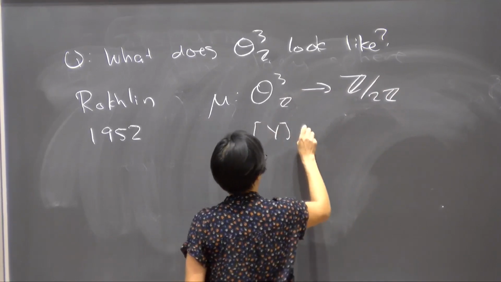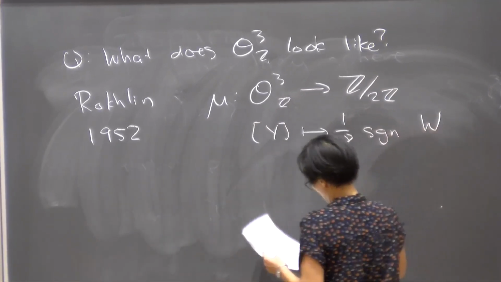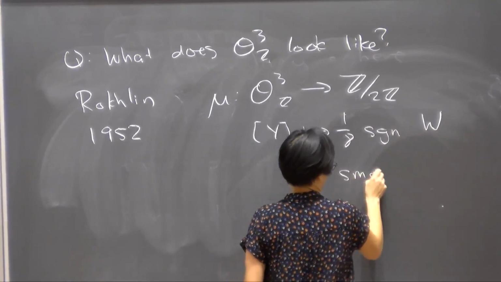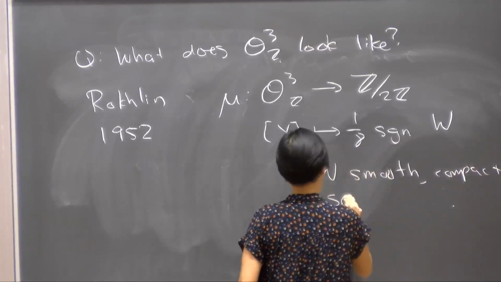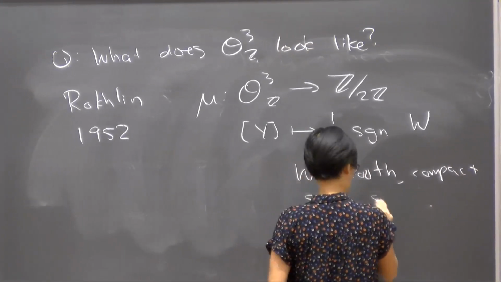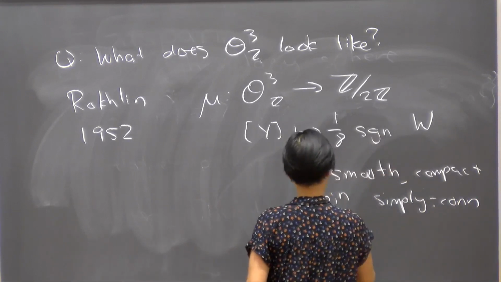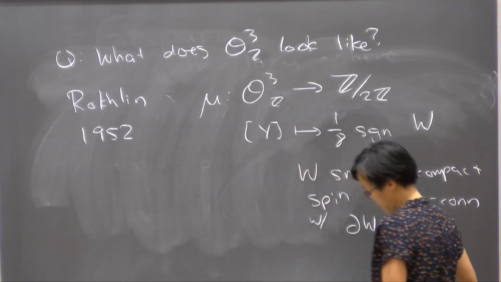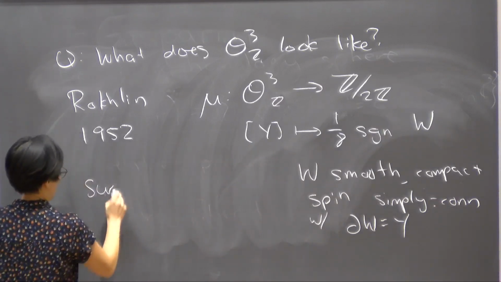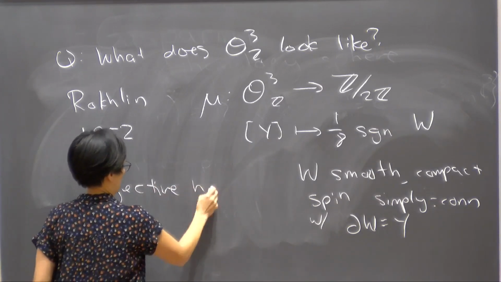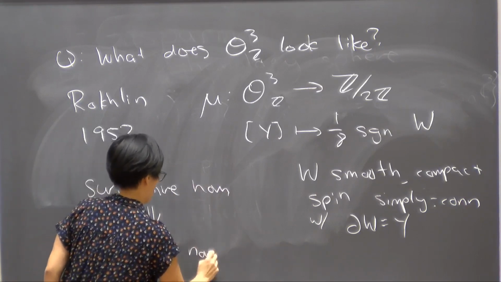He defined a surjective homomorphism from the homology cobordism group to Z mod 2Z. Y gets sent to 1/8 the signature of W, where W is a smooth, compact, simply connected spin 4-manifold whose boundary is Y. The fact that this is a surjective homomorphism implies that the homology cobordism group is non-trivial.